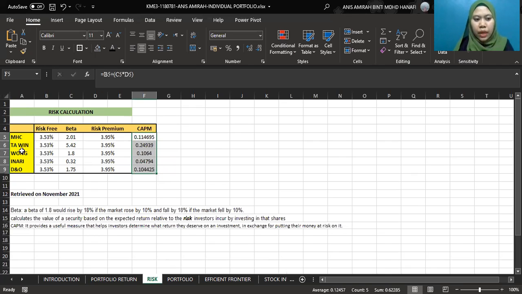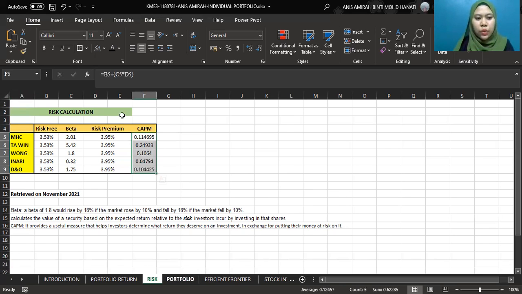As we can see, for example, one has a beta of 1.8. So if the market rises by 10%, the stock will also increase by 18%. But if the market decreases by 10%, the stock will also decrease by 18%. So it's quite risky actually. And CAPM is helpful to determine and measure the return that the investor deserves based on the investment they made. So here is mine. Okay, let's move to the next one.